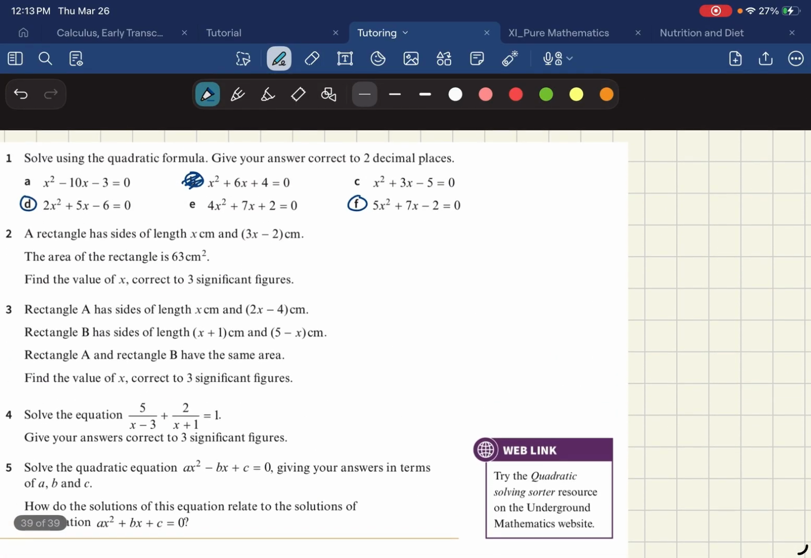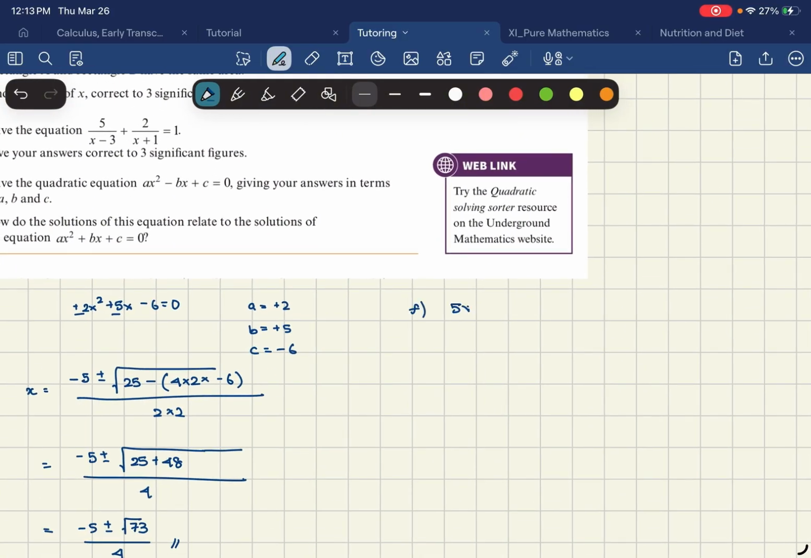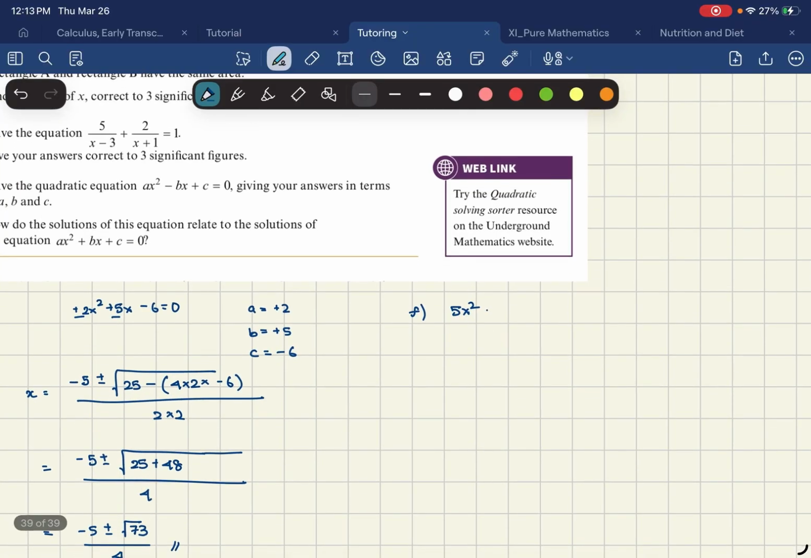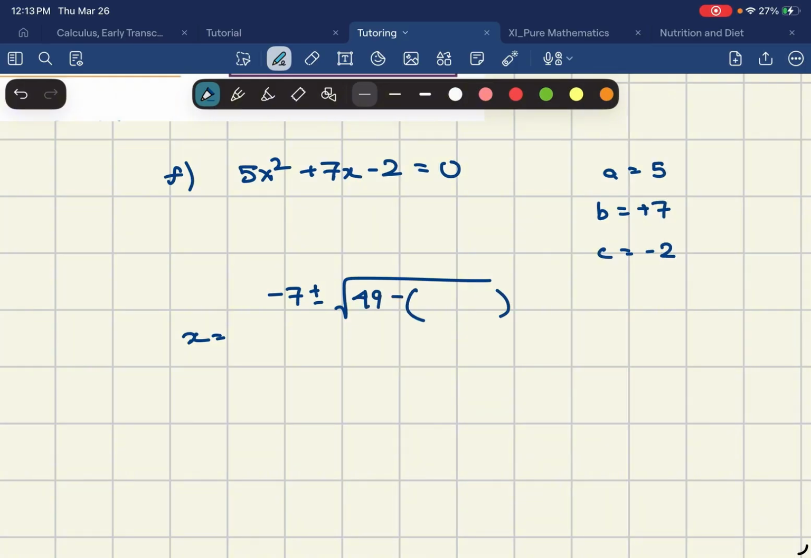All right, and let's do part F. So F tells me I have 5x squared plus 7x minus 2 equals 0. So now a is plus 5, b is plus 7, and c is negative 2. So minus b is minus 7 plus or minus the square root of b squared, which is 49, minus 4 times a, which is 5, times negative 2, divided by 2a, which is 2 times 5.